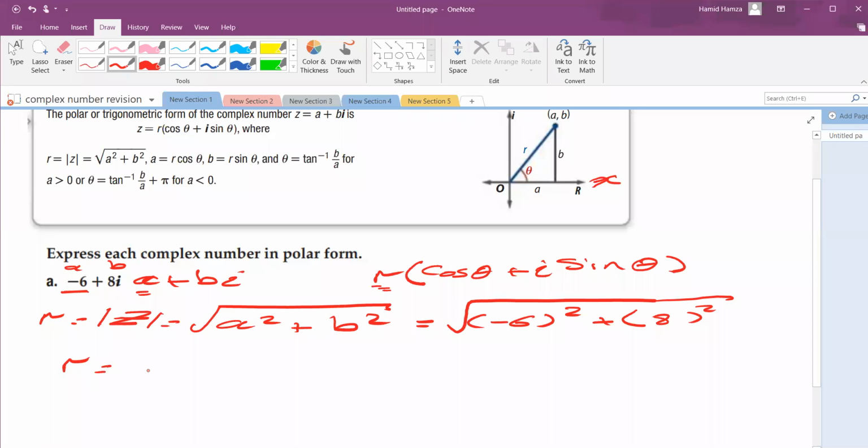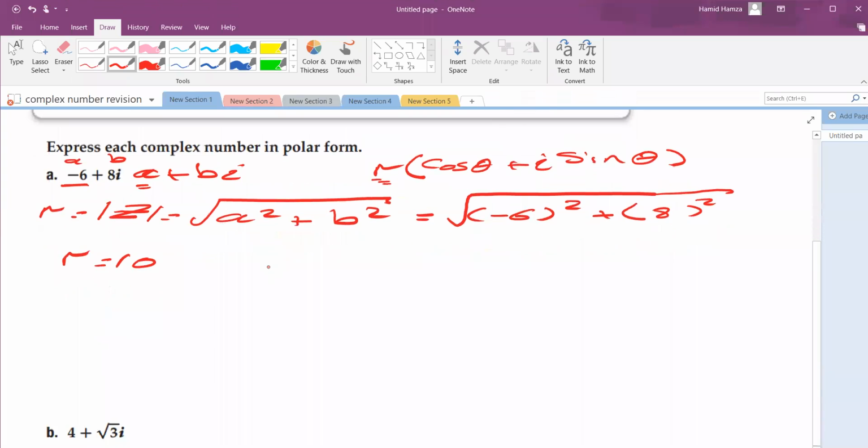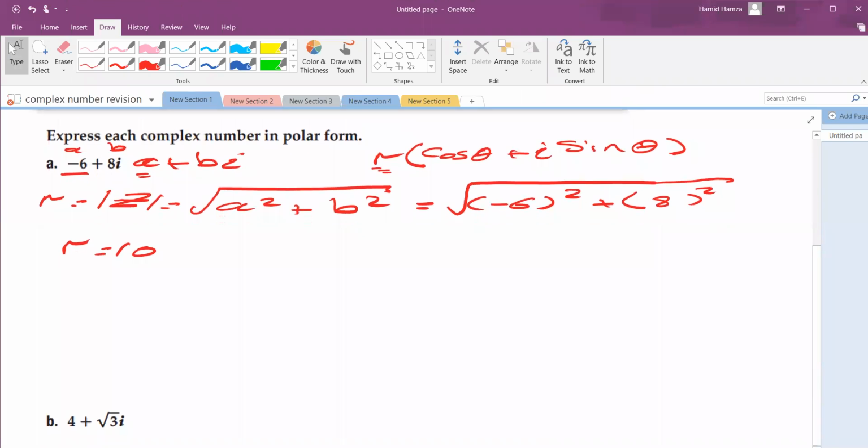So r equals what? So now we know the value of r. The second step, we wanted to find the direction or the value of theta. So theta, before starting finding theta, you should decide at what quadrant theta is located.